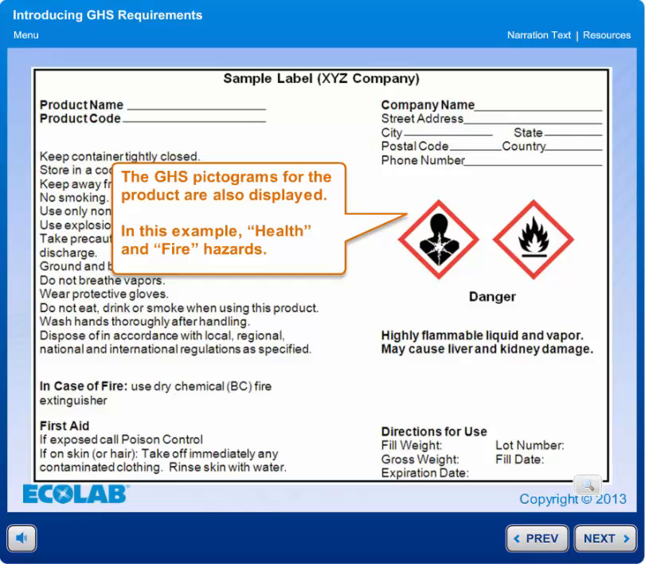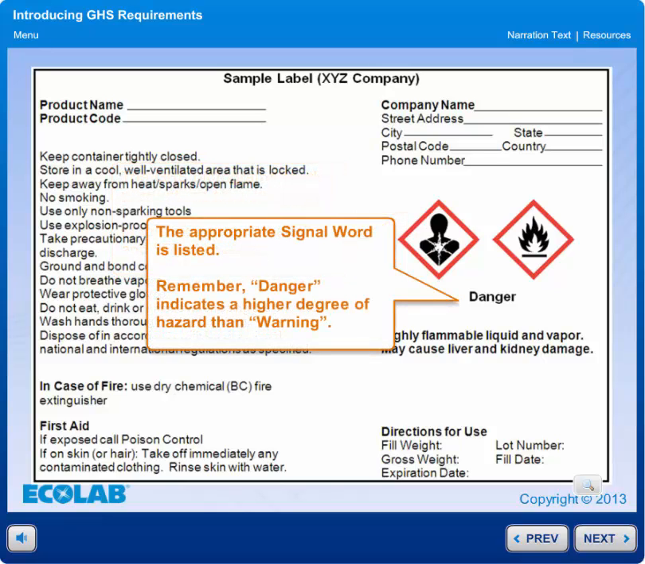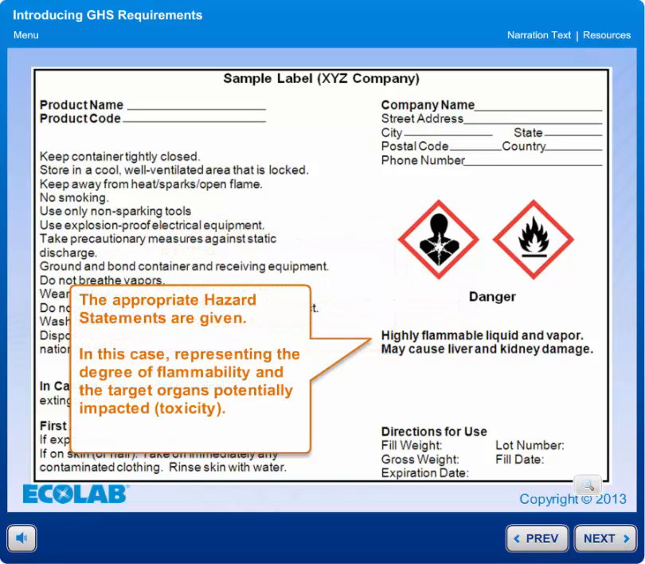The GHS pictograms for the product are also displayed. In this example, health and fire hazards. Here you have the appropriate signal word listed. Remember, danger indicates a higher degree of hazard than warning. The appropriate hazard statements are also displayed. In this case, representing the degree of flammability and the target organs potentially impacted.